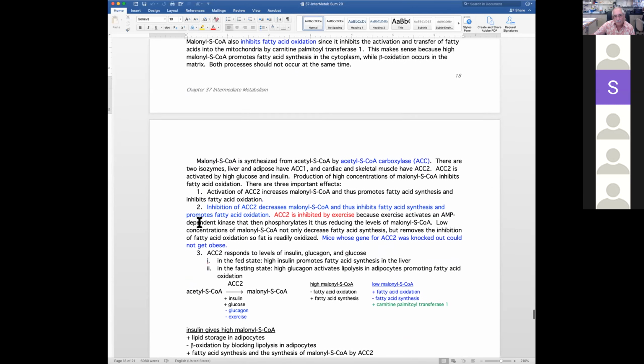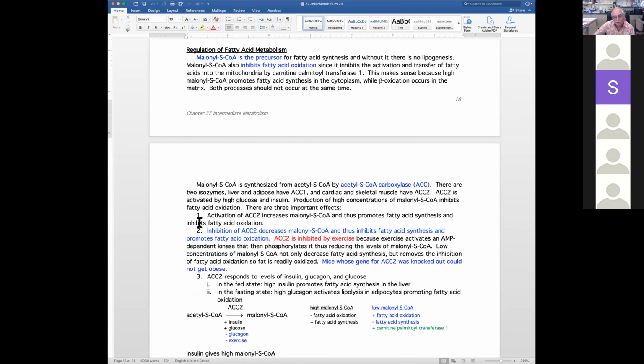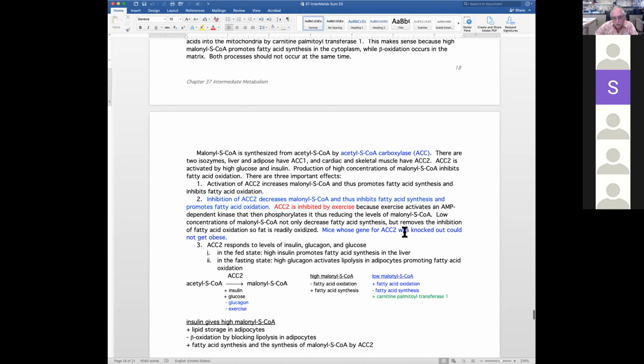So here's where we're talking about regulation and that enzyme ACC. So you have several isozymes of ACC. Some are more responsive to allosteric effectors than others are. But ACC2 is inhibited by exercise. And they found that mice whose gene was knocked out could not get obese.